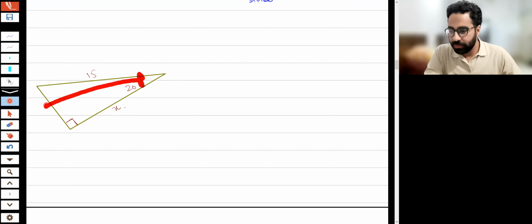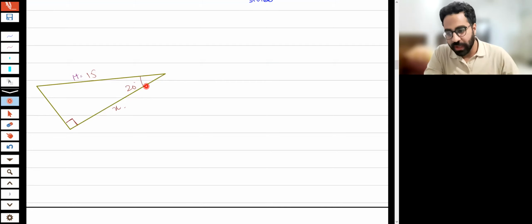The side opposite to 20 would be the opposite. The side opposite the 90-degree angle is the hypotenuse, I'll write h over here. This side is adjacent to the angle. There are two adjacent sides, this and this. Okay, this is the hypotenuse, so this one is left. This would be the adjacent.